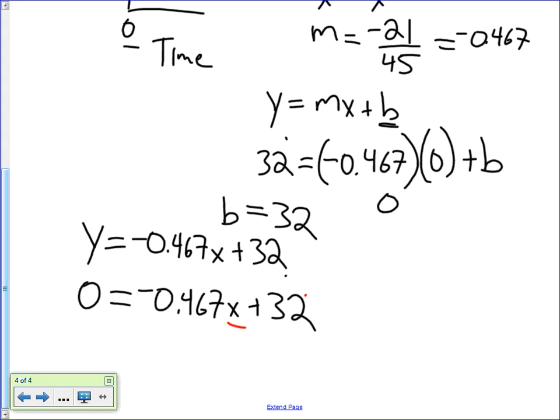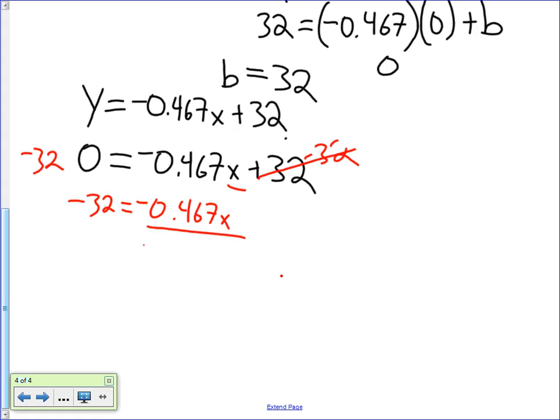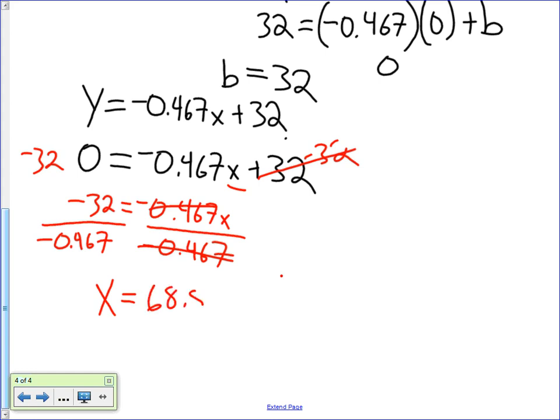Remember, to do that, we do opposite operations. So negative 32 is equal to negative 0.467x. And then again, to solve for x, I divide both sides by that, and my x is going to be equal to 68.5, which we can round to about 70 minutes.